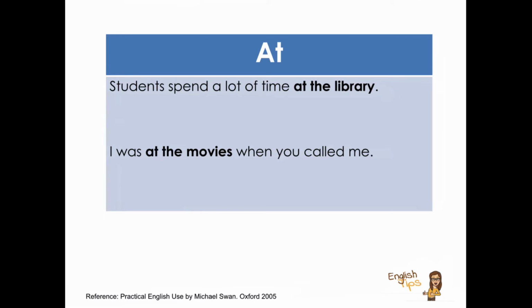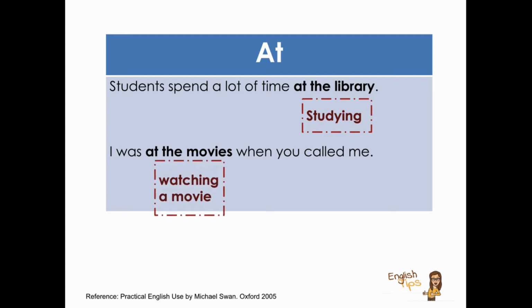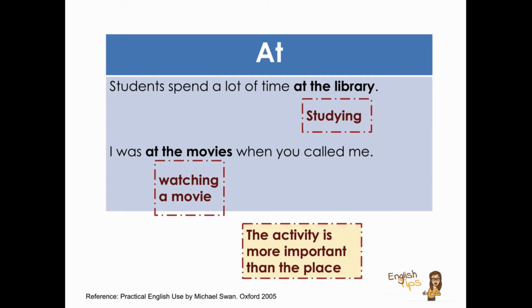First, look at these examples. We have students spend a lot of time at the library. What's the activity we are talking about here? Well, what do you do at the library? You study. I was at the movies when you called me. What do you usually do at the movies? Obviously, you watch a movie. So in this context, when we use at to talk about places, we are emphasizing the activity as something more important than the place itself.